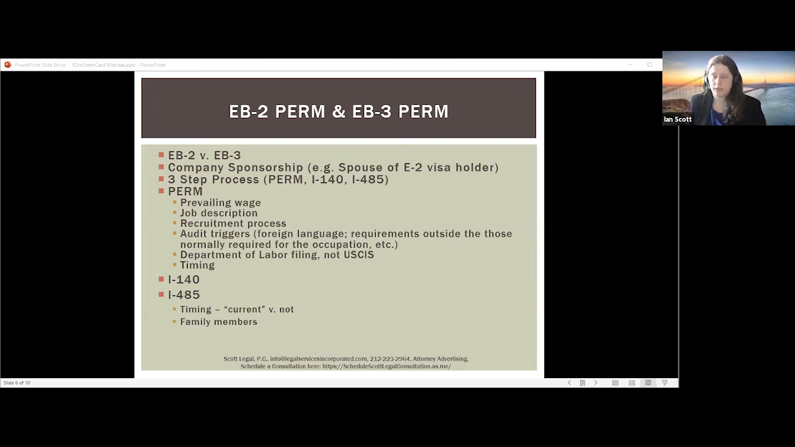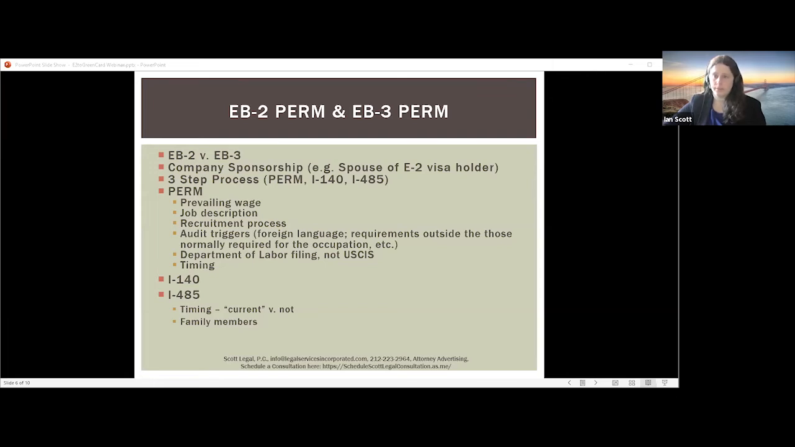If recruitment did not yield any willing, qualified, or available US workers, then they can go ahead and file the labor certification. Once it's filed, it may be certified, and that lets you move on with the process. It can also be audited. So as listed here, there are some specific audit triggers. For example, if the job requires a foreign language. Really, there are very, very high standards and difficult to meet standards for when a foreign language can be listed on a perm.